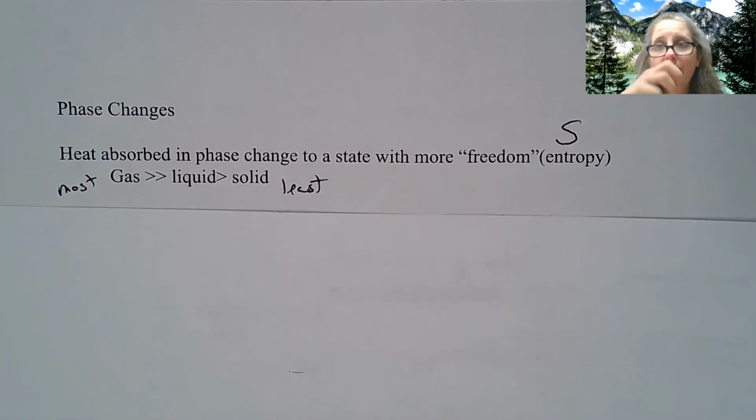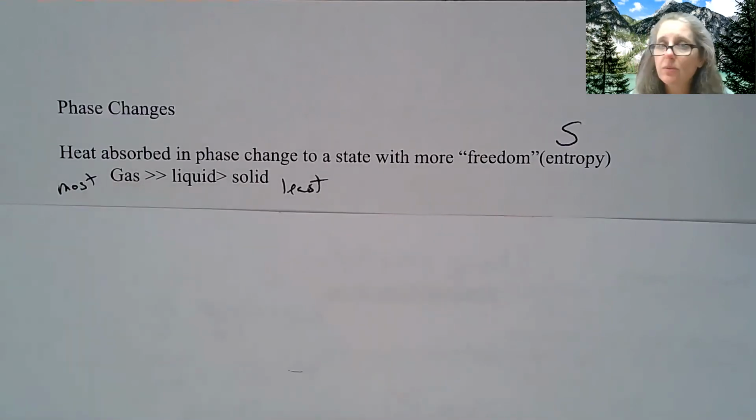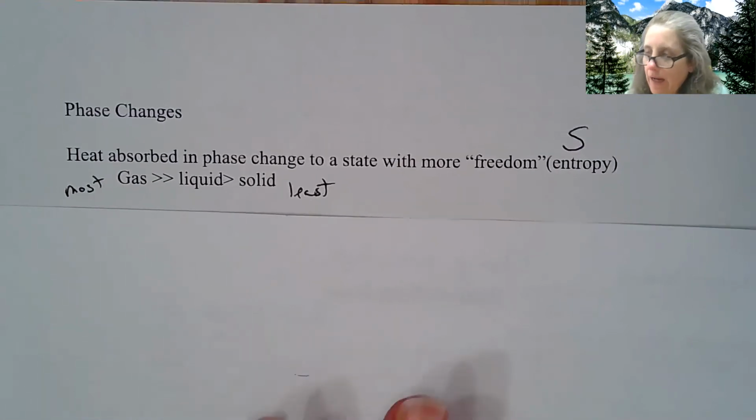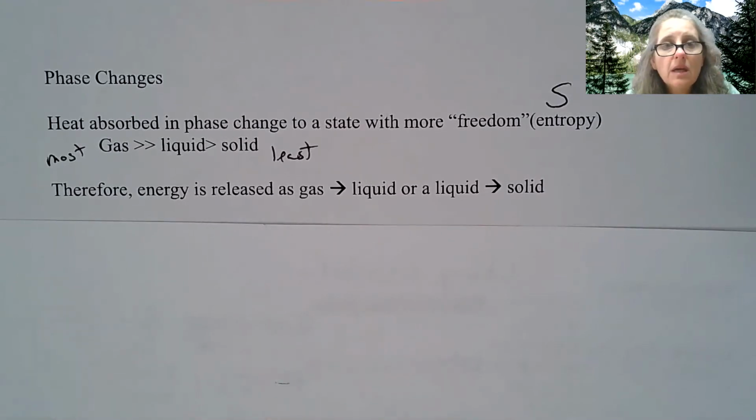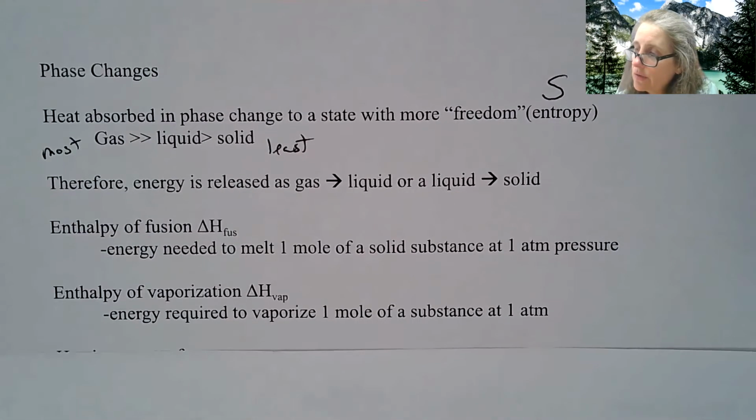So those atoms can't move, those ions can't move, while gases can bounce around in a container and interact. Therefore, energy is released as you go from a gas to a liquid or a liquid to a solid. So what we're going to be discussing are two things.